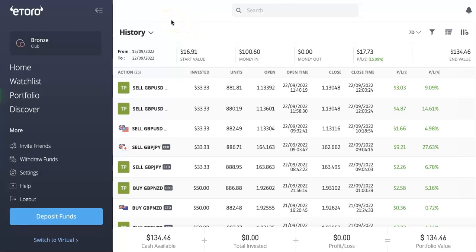So we're going to be trading just $100, which is slightly over. I had $16.91, a massive amount in there. I put in $100, $160. Profit so far $17.73, 15%. I'll go through that in a minute.